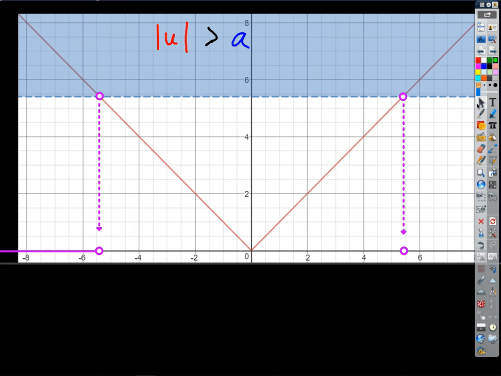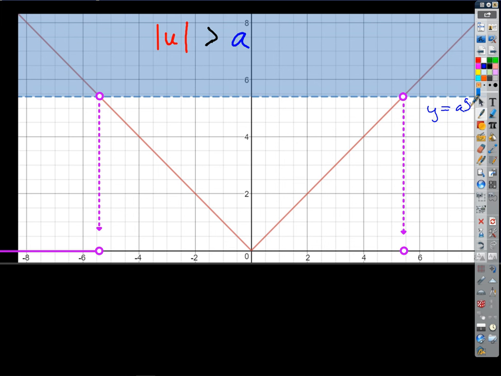Okay, so if we want to find the intersection of the absolute value of u and the region where y is greater than a, we want to know where the function is greater than a. Doesn't that mean where its y value is above the horizontal line, y equals a? Everybody agree? So we're looking for that region. Where is the y value greater than the line y equals a? Because there's the line. Y equals a, right there, right? Okay, well, where does that happen?